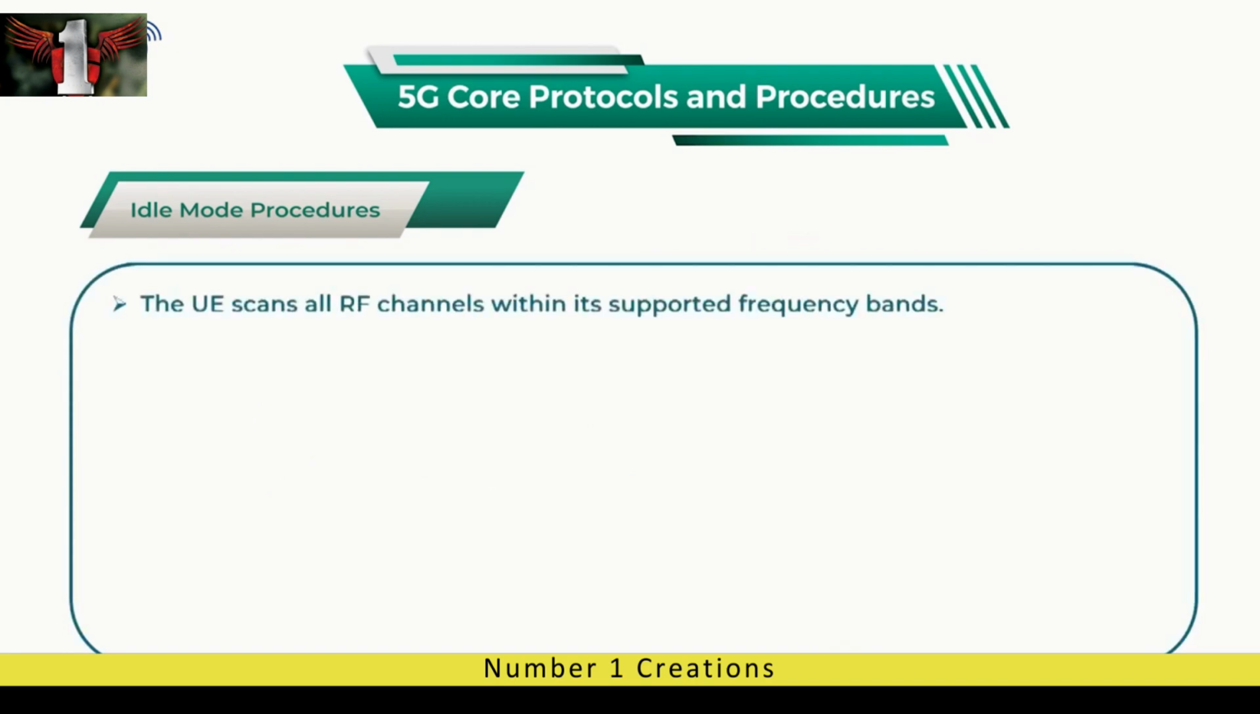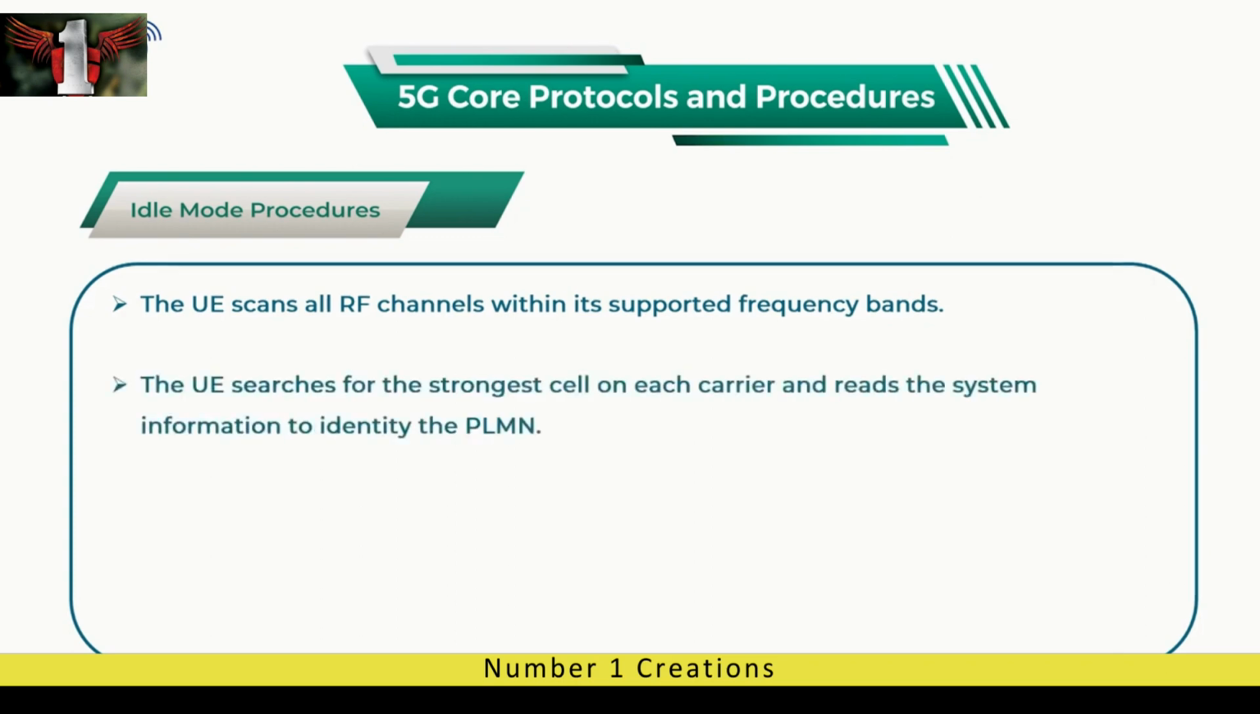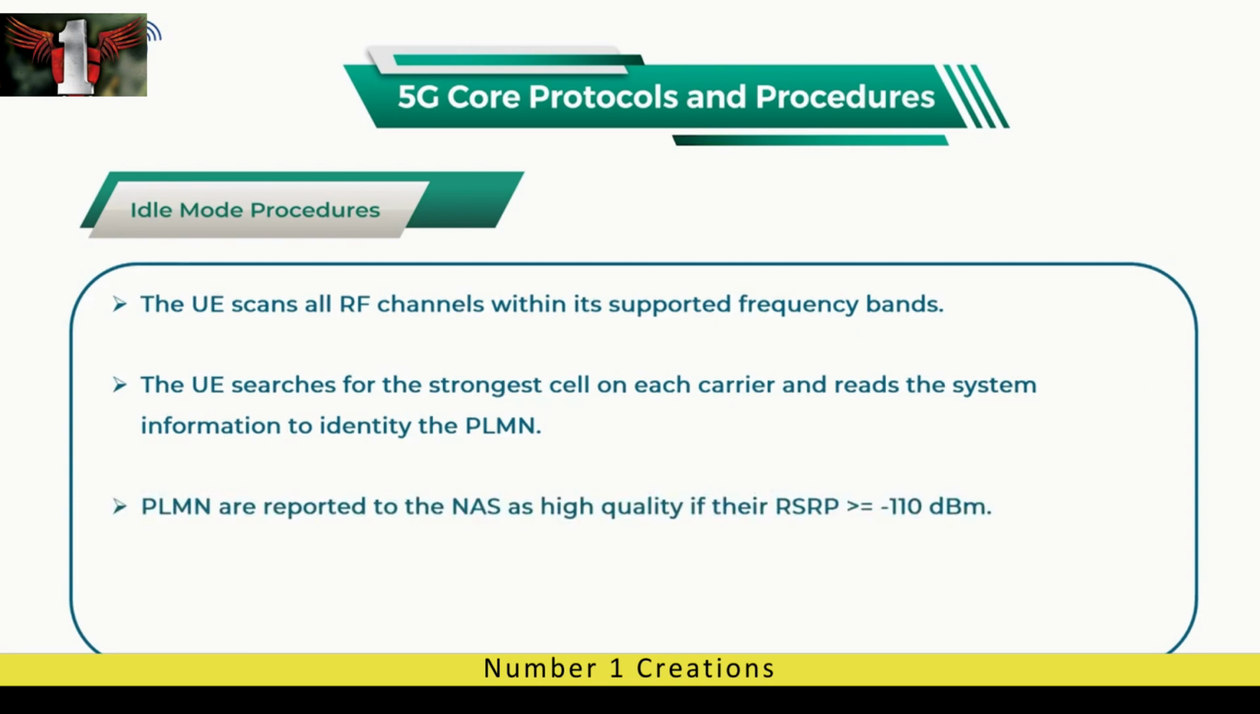First, the UE scans all RF channels within its supported frequency bands. Second, the UE searches for the strongest cell on each carrier and reads the system information to identify the PLMN. Third, PLMNs are reported to the NAS as high quality if their RSRP is greater than or equal to -110 dBm.